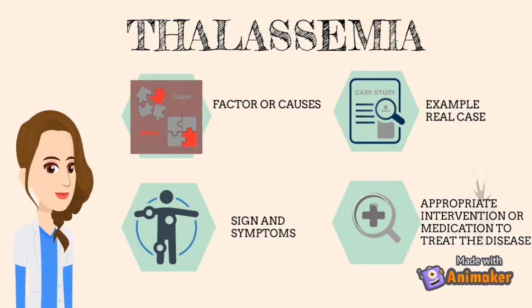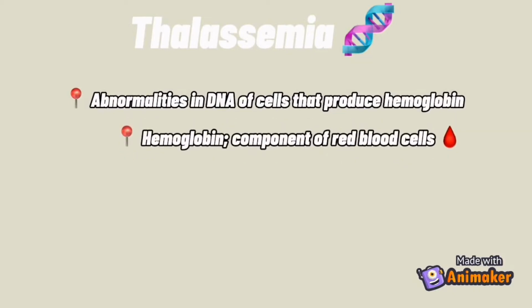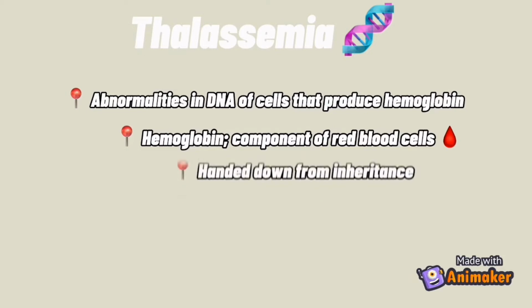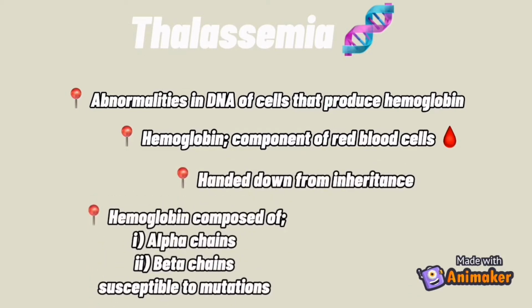of thalassemia. Thalassemia is driven by abnormalities in the DNA of cells that produce hemoglobin, which is a component in red blood cells where it transports oxygen around the body. The thalassemia mutations are handed down from inheritance. The hemoglobin molecule is composed of alpha and beta genes, which are susceptible to mutation.